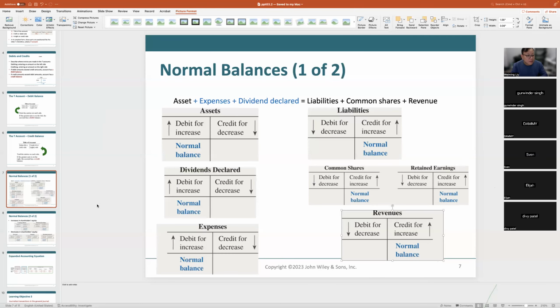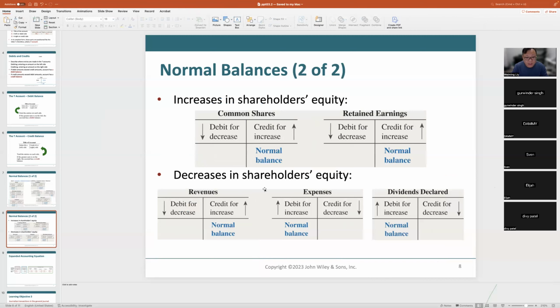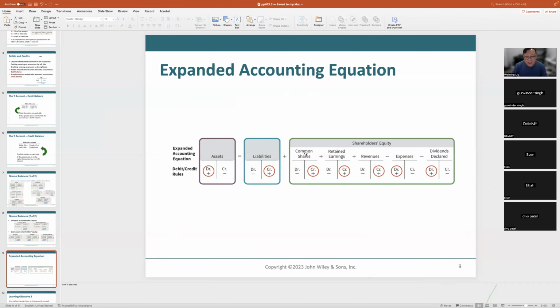Okay, so now these are the ones we have talked about. And this is just another way to show the normal balance, right? So assets have a debit normal balance, liability has a credit normal balance, common shares have a normal credit balance, retained earnings have a normal credit balance, revenue has a normal credit balance, expenses and the dividend have a normal debit balance.